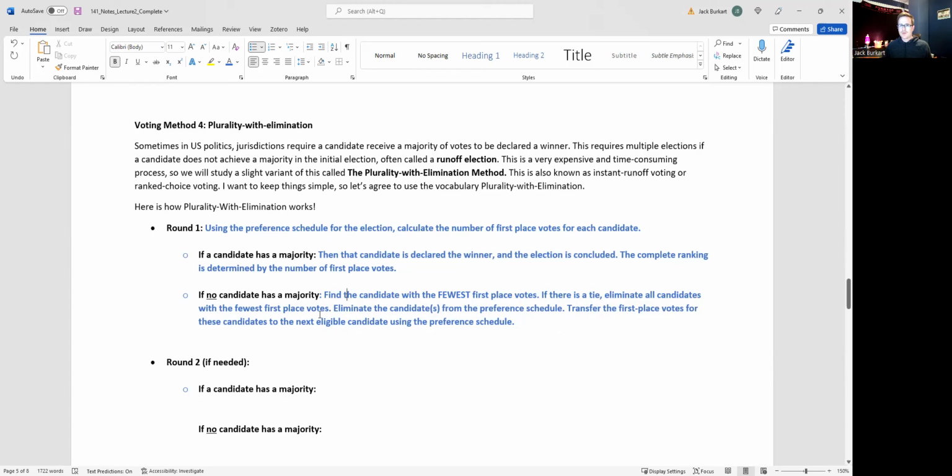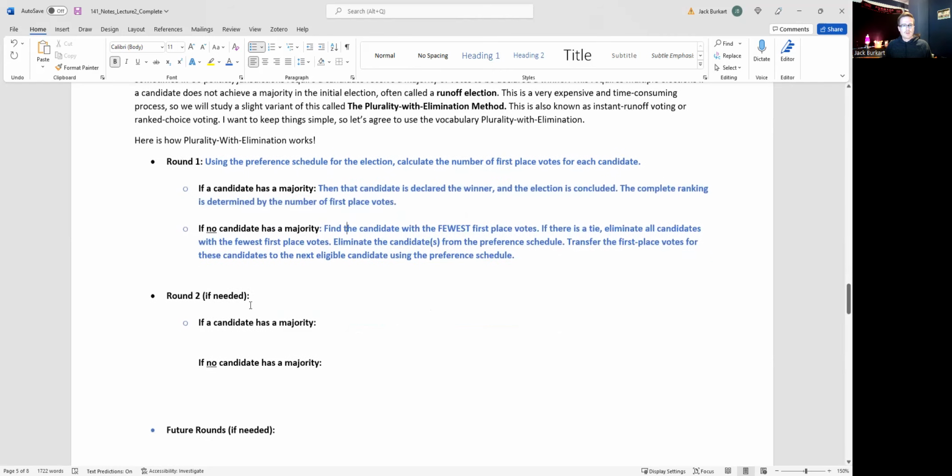the preference schedule. So if I voted for an eliminated candidate as my first preference in my preference ballots and they get eliminated, then my second place candidate will be bumped up and receive my first place vote. So this is kind of the idea of ranked choice voting. All right. So here's what we do in round 2. Again, if needed.